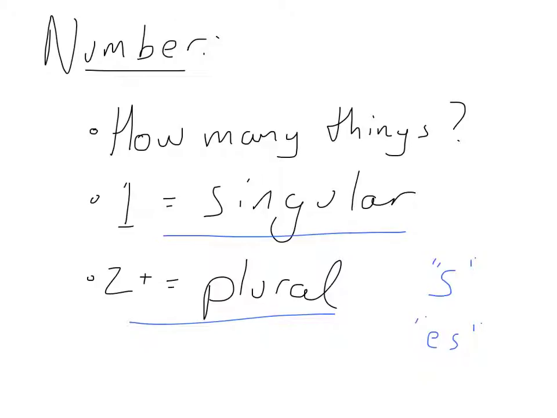Anyway, singular is just one of that noun. It's 1 piece of toast. Plural is 2 pieces of toast, 3 pieces of toast, 17 pieces of toast. So plural is 2 or more. So unless you have someone telling you the number, if you just say pieces of toast, you don't know how many I've got.